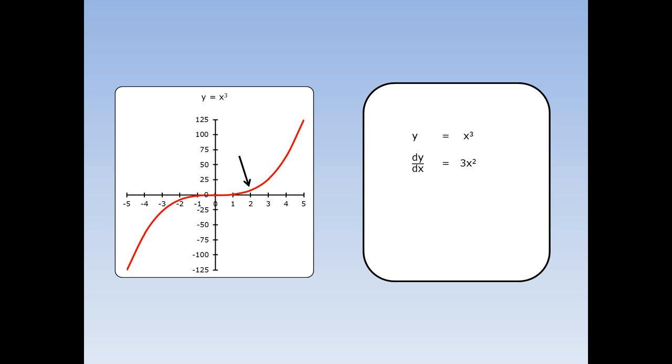Then to know exactly what the gradient is when x is 2, I substitute in x is 2. So the gradient dy by dx is 3 times 2 squared, which is equal to 12. So on the curve y equals x cubed, when x is 2, the gradient is 12.